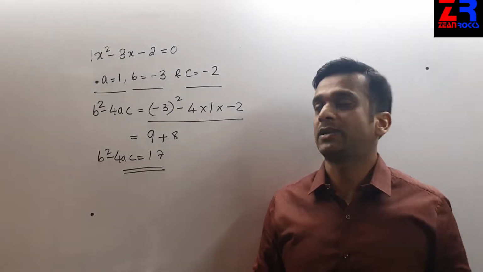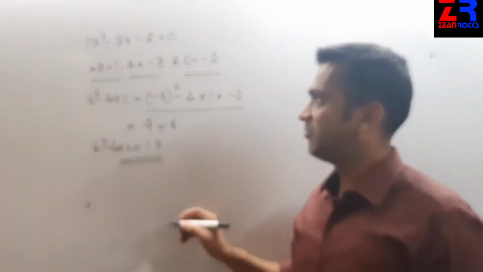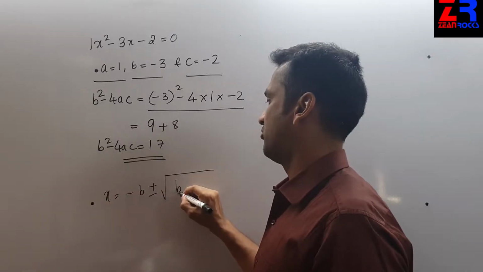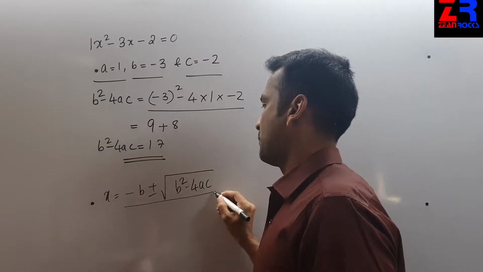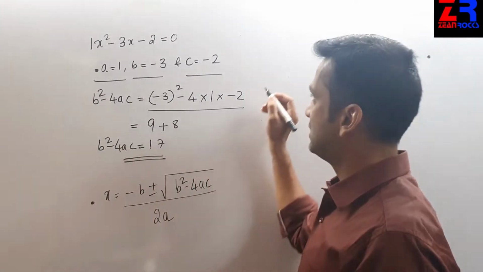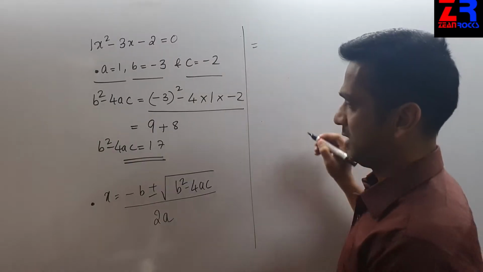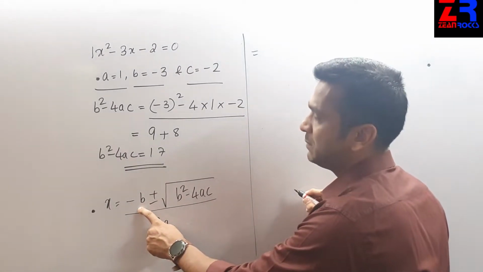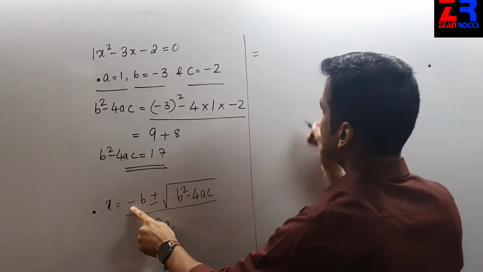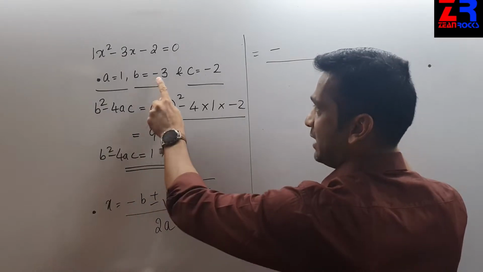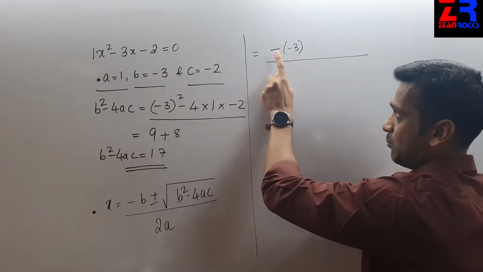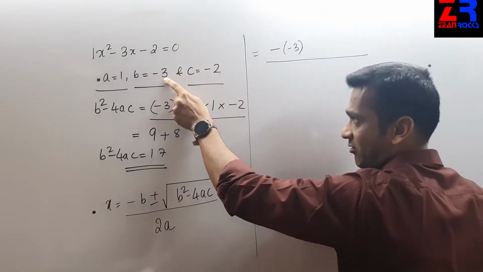Now coming to the second part. Second part is the formula. Formula is x is equal to minus b plus minus root of b square minus 4ac upon 2a. This is the formula. I will substitute the value in the formula. Minus b means what? Minus of minus 3. Minus is in the formula and b is minus 3. So it will be minus 3. Keep in the bracket. Minus is in the formula. The value of b is minus 3.